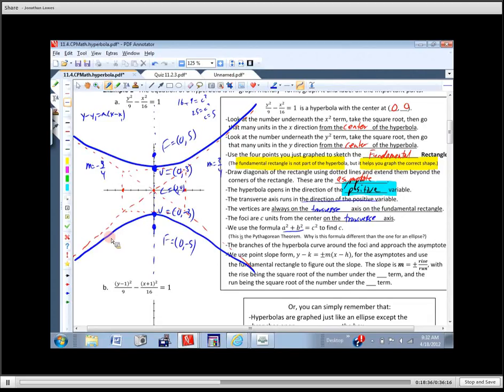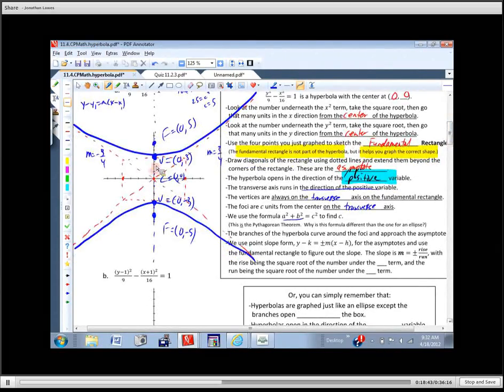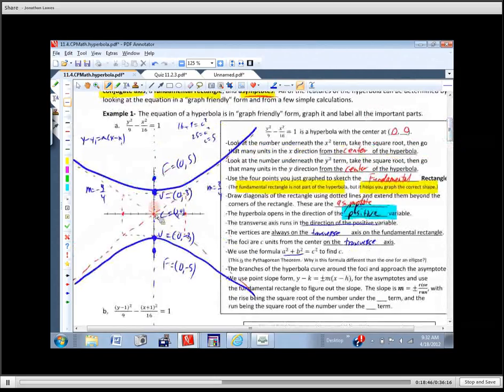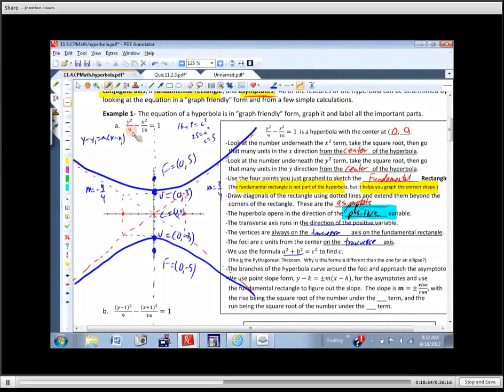The asymptotes tend to be what people struggle with the most. If you think about this, where did we get this number right here? How far up we go? From the 9, the number underneath the y. Now, if you learned slope like everybody else, you think of rise over run. Rise is up and down, run is right and left. Which axis runs up and down? The y-axis. Which axis runs right and left? The x-axis. So the number underneath the y will tell us what the rise is. The number underneath the x will tell us what the run is.